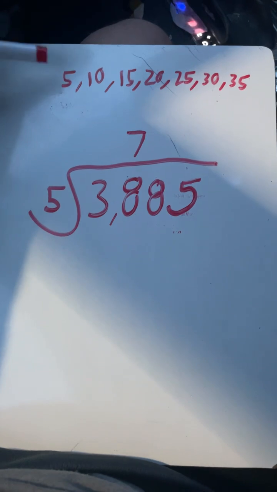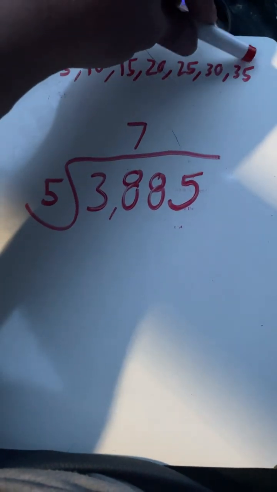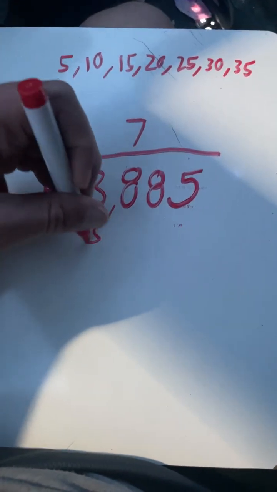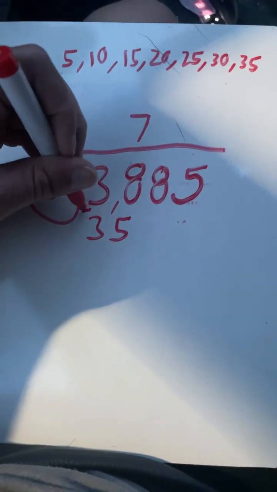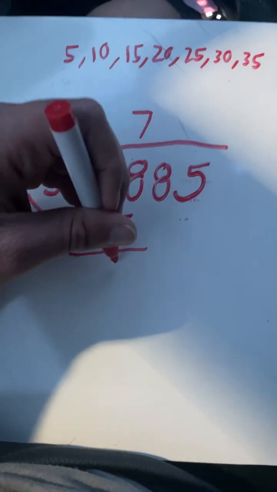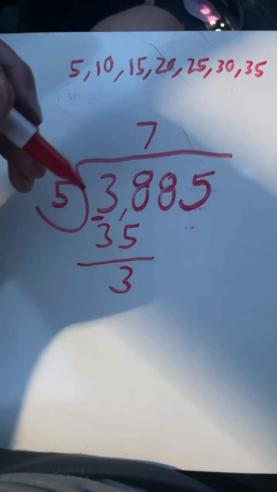And as you can see, when I skip counted, 35 was the closest number I could get to 38 without going over. So I'm going to do 38 minus 35 because there is going to be a remainder there. We have a remainder of 3. So now the next step is to bring down.